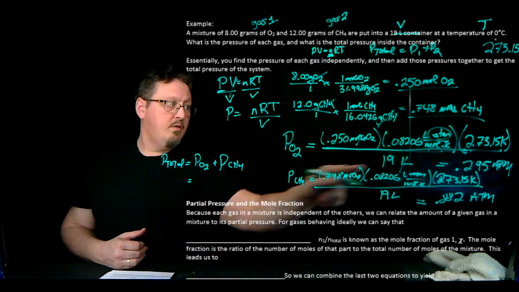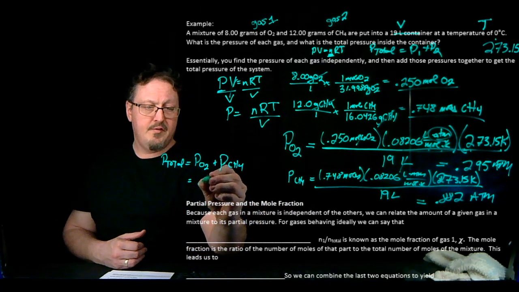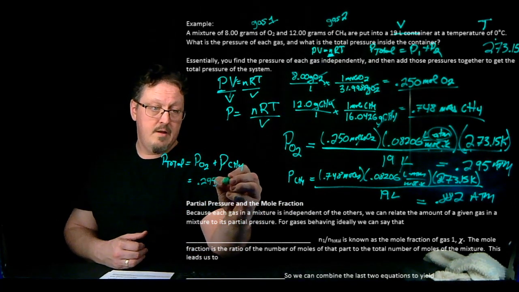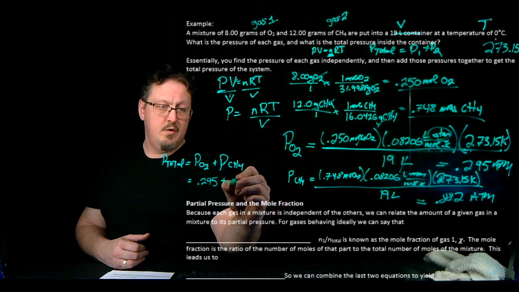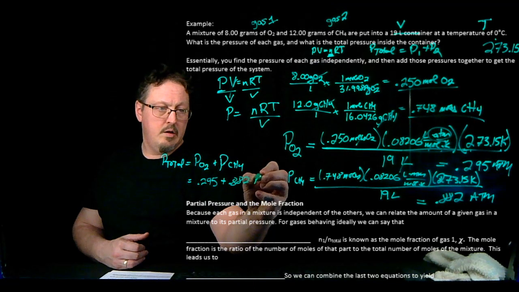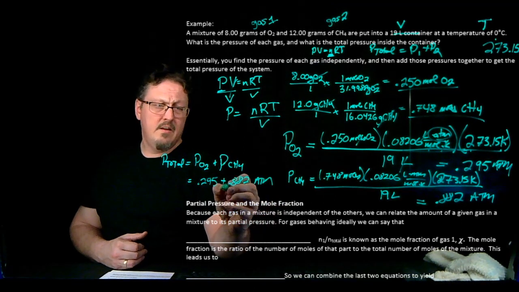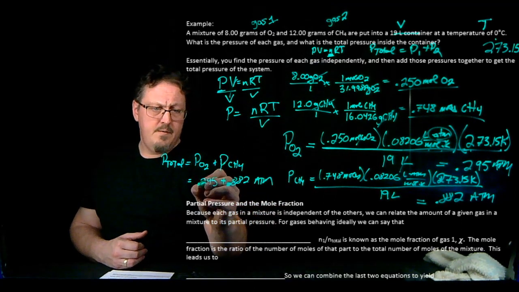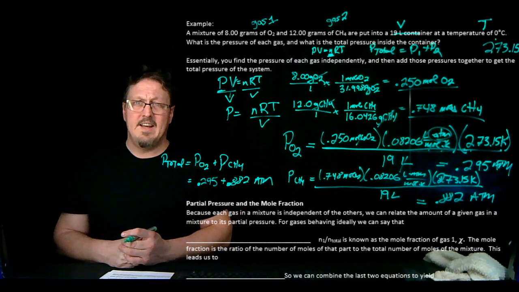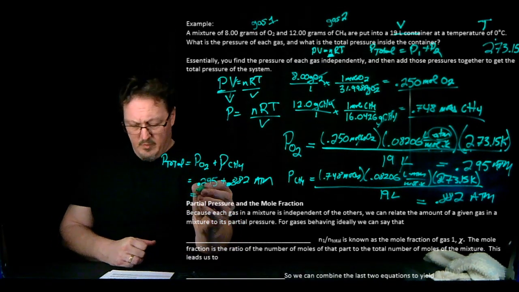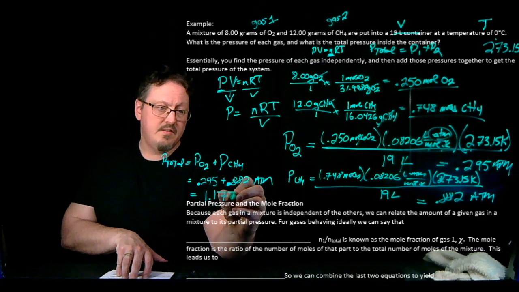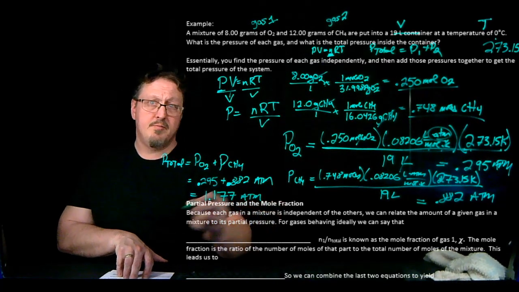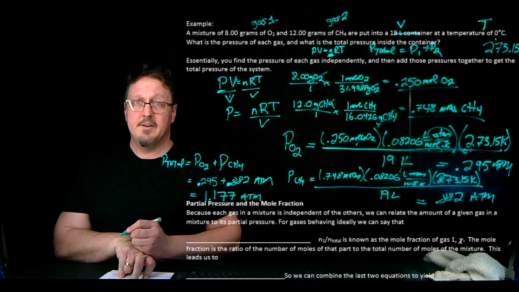P of O2 we figured was 0.295 atmospheres, plus P of methane, 0.882 atmospheres. So 0.295 plus 0.882, the number that we get here is 1.177 atmospheres of pressure inside that 19-liter container.